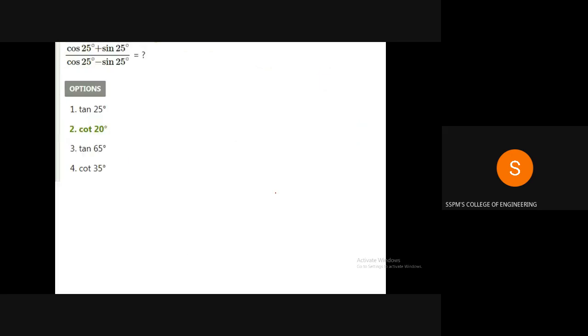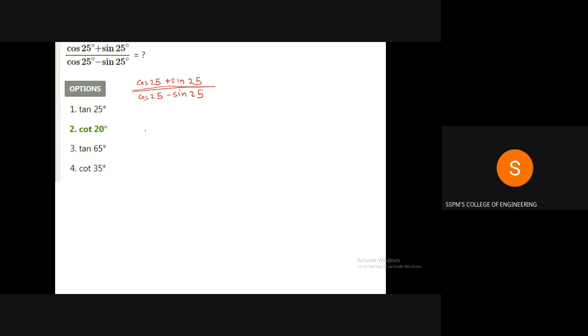Okay. Next question is cos 25 plus sin 25 divided by cos 25 minus sin 25. Whenever you see the question in this form, addition of two numbers in the numerator and subtraction in the denominator, you will try to convert this into tangent of theta. So how can we convert all these values into tangent?